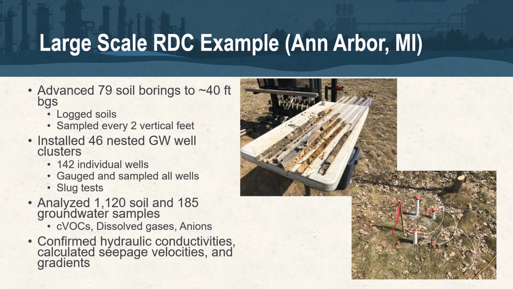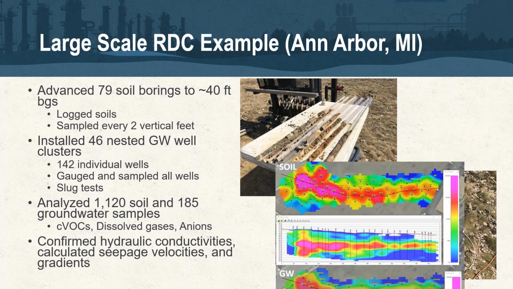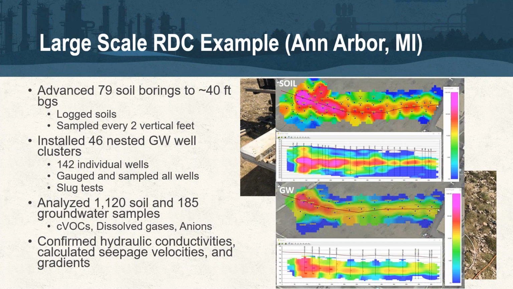So almost 80 soil borings were advanced, over 1,100 soil samples collected, 46 nested groundwater clusters were installed as well, with 142 individual wells. And all of what you see, all that soil and groundwater, was sent to the RPI lab, and it was all run at no cost to the project. And so they were able to generate these heat maps here for soil and groundwater based on this information.